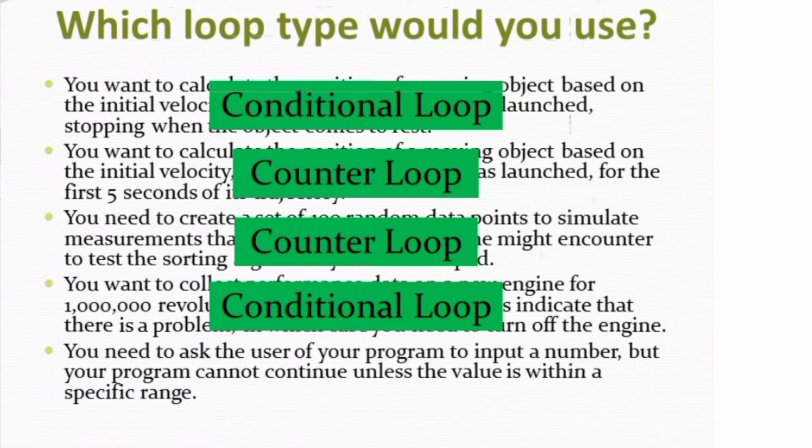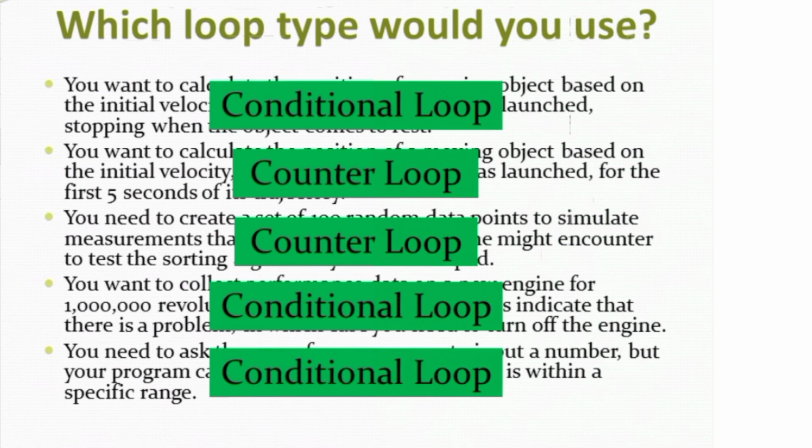And last example, so now you need to ask the user of your program to enter a number, and you want to check to make sure that the user enters the value within a specific range. You can't let the program continue until the user enters an appropriate value. So which type of loop would you use here?